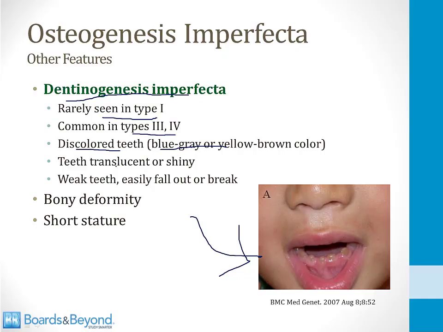The teeth also are translucent or shiny, and they can be weak and easily fall out or break. And then, as you can imagine, if the bones are abnormal, these children often have bony deformities, especially in some of the rarer forms of this disorder, and they can grow to have a short stature.